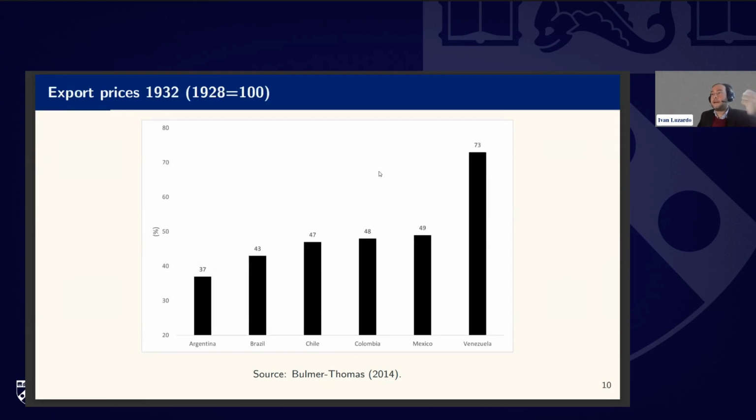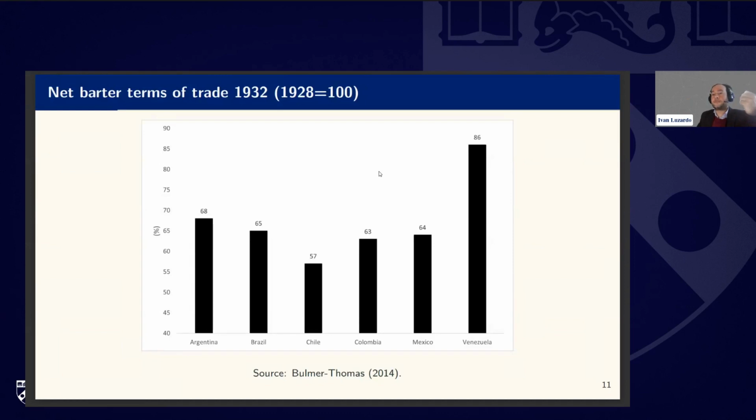So it was not just that we have a depression in export prices, what we have here is also a deterioration in the terms of trade. So it was also more complicated for Latin American countries to continue having access to manufacturers and to all these imports that were very common during the export growth era. So we saw here also a deterioration in the terms of trade.